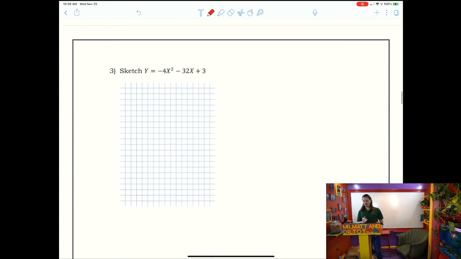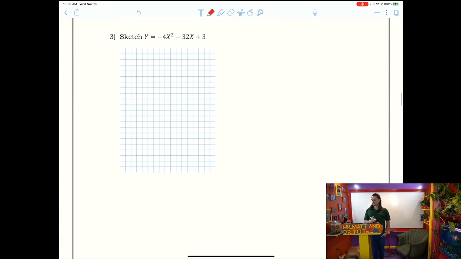Please pause the video and sketch the graph of the function y is equal to negative 4x squared minus 32x plus 3.